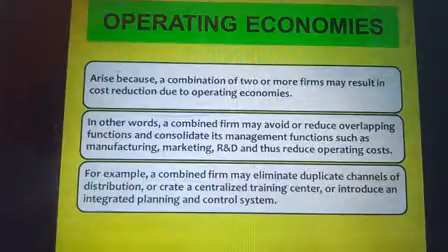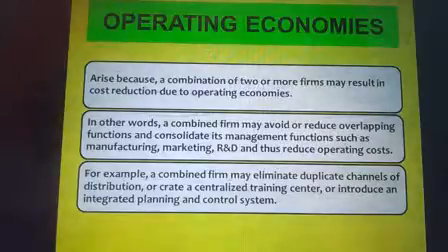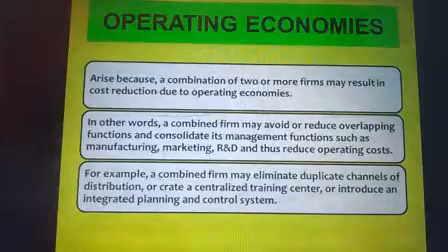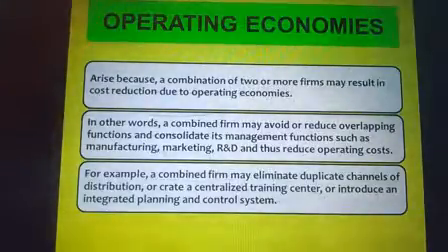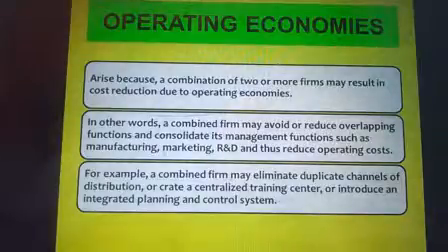Operating economies arise because the combination of two or more firms may result in cost reduction. In other words, a combined firm may avoid or reduce overlapping functions and consolidate its management functions, such as manufacturing, marketing, and research and development, reducing operating costs. For example, a combined firm may eliminate duplicate channels of distribution, create a centralized training center, or introduce an integrated planning and control system.